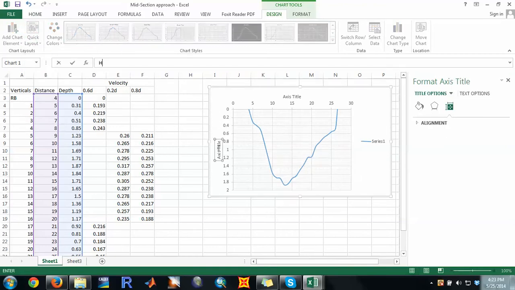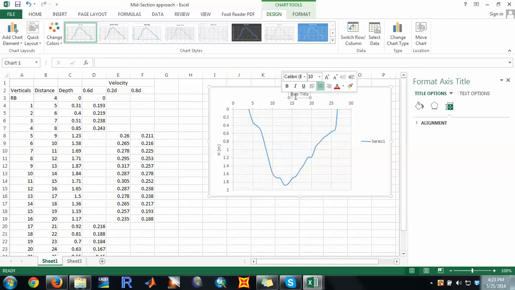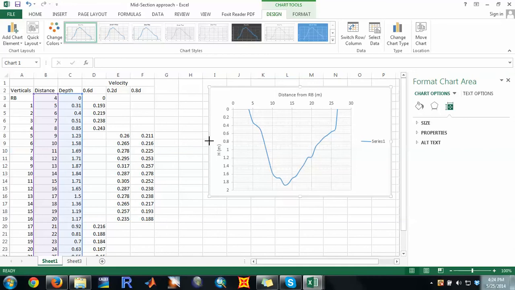This is edge in meter, depth in meter, and this is going to be the distance from the left bank, or from the right bank, in meter. Okay. So this is your value.